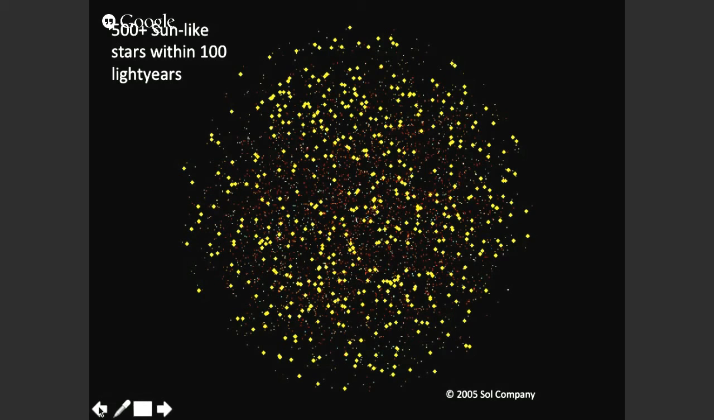So in principle, we have been a communicating civilization for quite some time. Even so, 100 light years is a tiny, tiny fraction of the size of the galaxy. And remember how big the galaxy is across in light years? Yeah, of order 100,000, 50,000 light years. All right, so we would have had to be communicating for 100,000 years to actually reach everybody. And we certainly are not doing that. We're a very new communicating species.